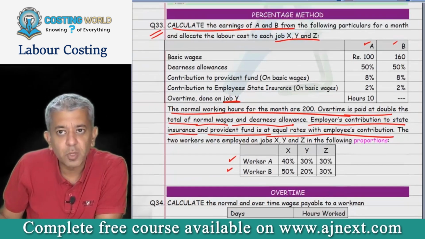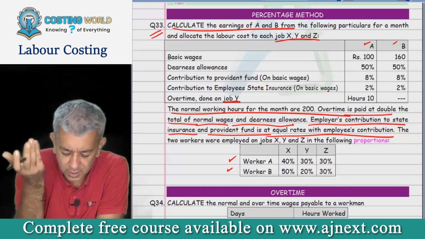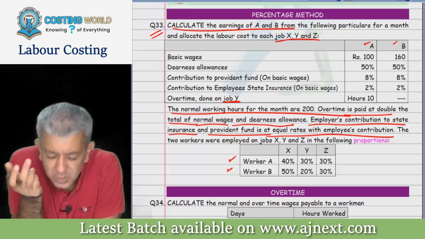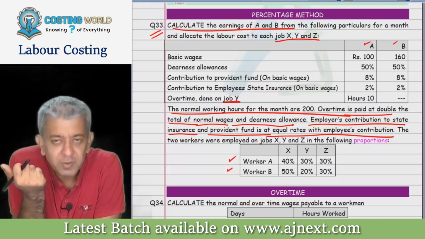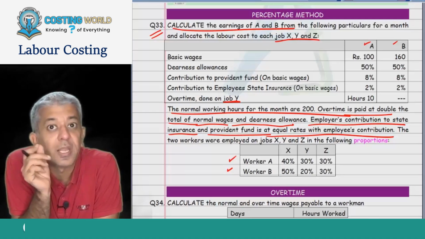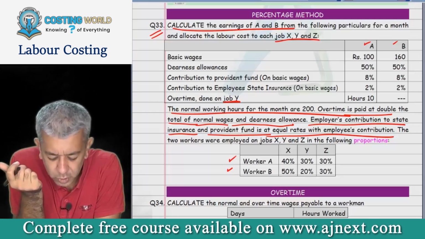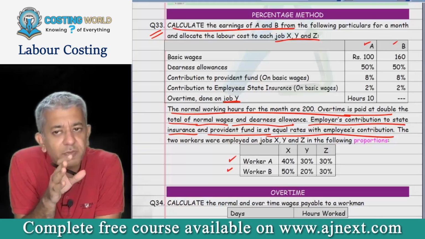If they have given you the percentages, then in that case we will follow the percentage method. Nowhere in the question is it told to us that we have to find the labor hour rate, and there are no job cards. All those things are not there in this question. Let's compute our C to C first, then we will proceed.